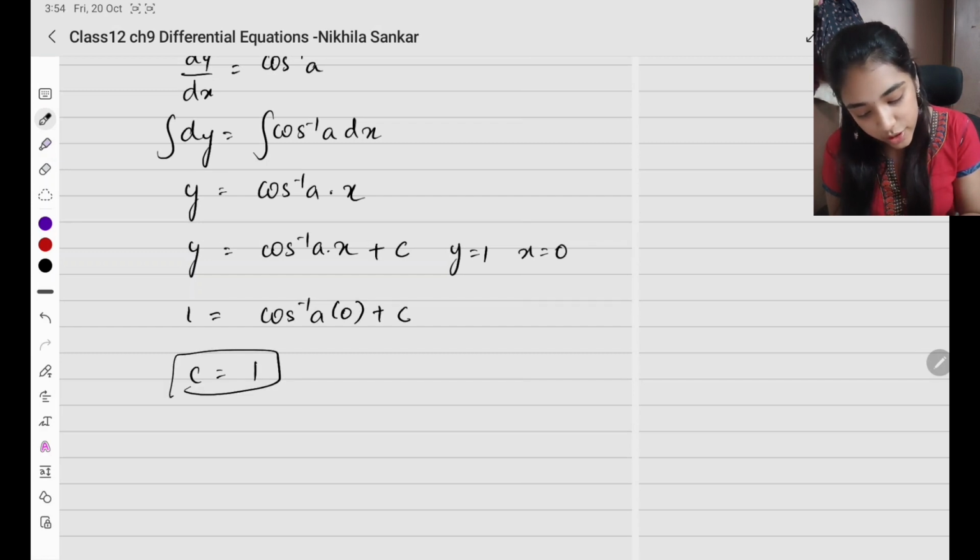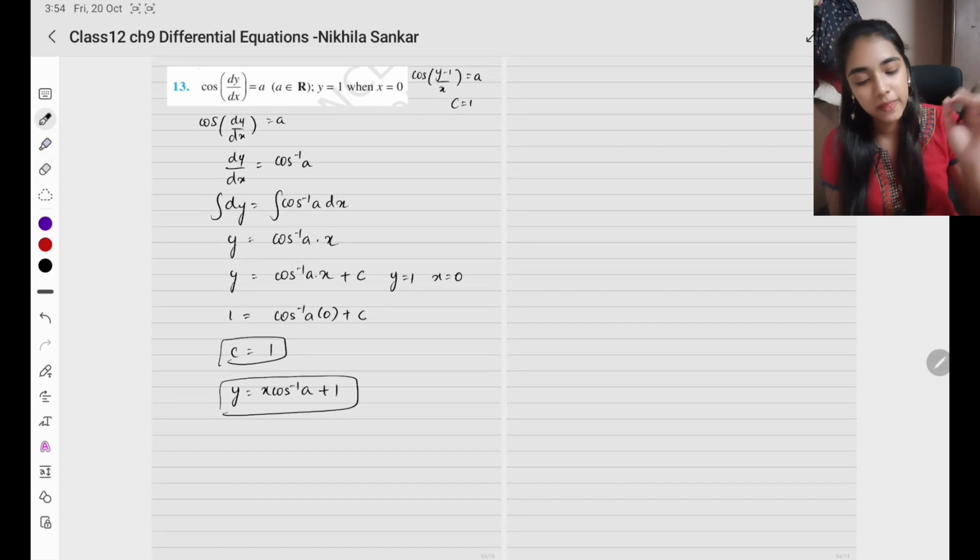So what is the value of c? It is going to be 1. So the final answer is y equals cos inverse of a times x plus 1. So this is my final answer. Please copy.